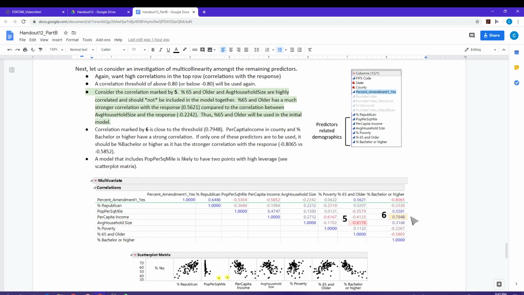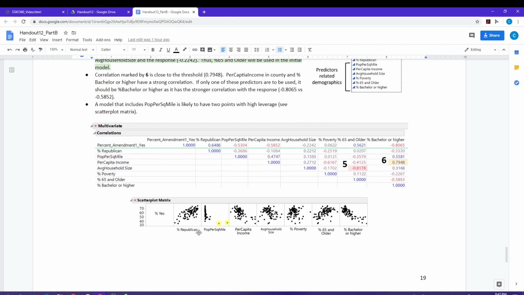I also have another one over here that's just under the threshold. This is the relationship between per capita income and percent bachelors. So if I have a lot of highly educated people in the county, then the per capita income is going to go up. And they're quite related to one another. Now technically this doesn't meet the 0.8 threshold, so I'm not going to worry about the multicollinearity between those two, and I'm going to include both of those in my model.